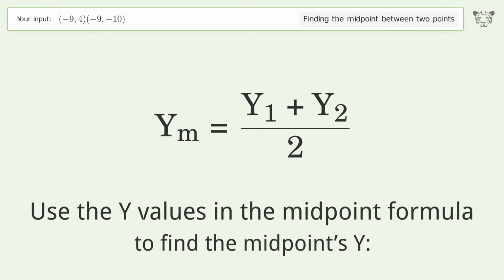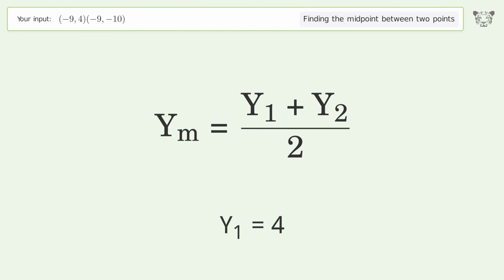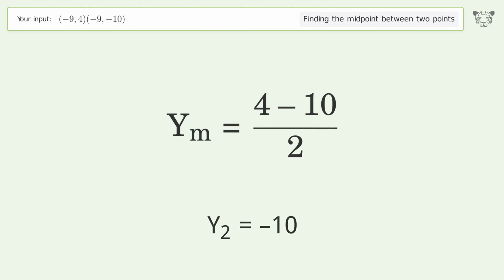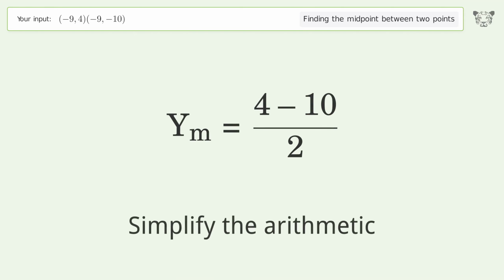Use the y values in the midpoint formula to find the midpoint's y. y1 equals 4. y2 equals -10. Simplify the arithmetic.